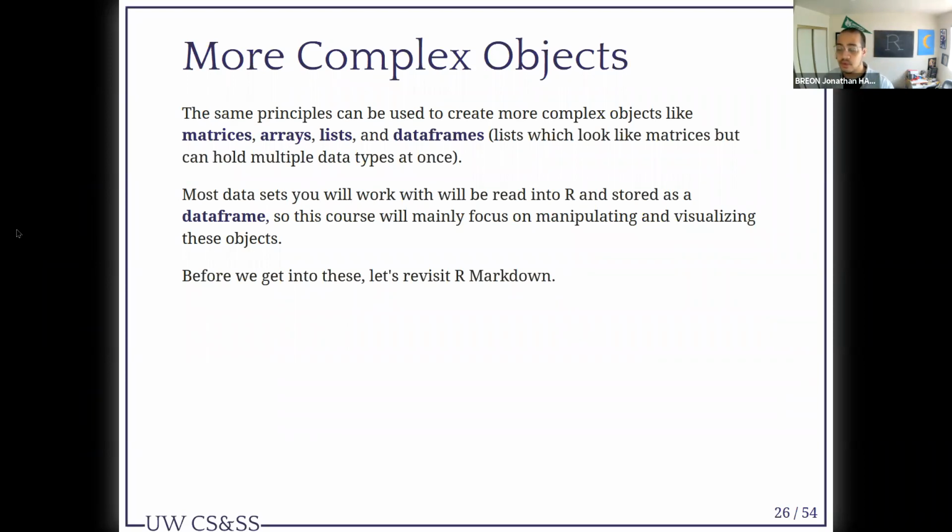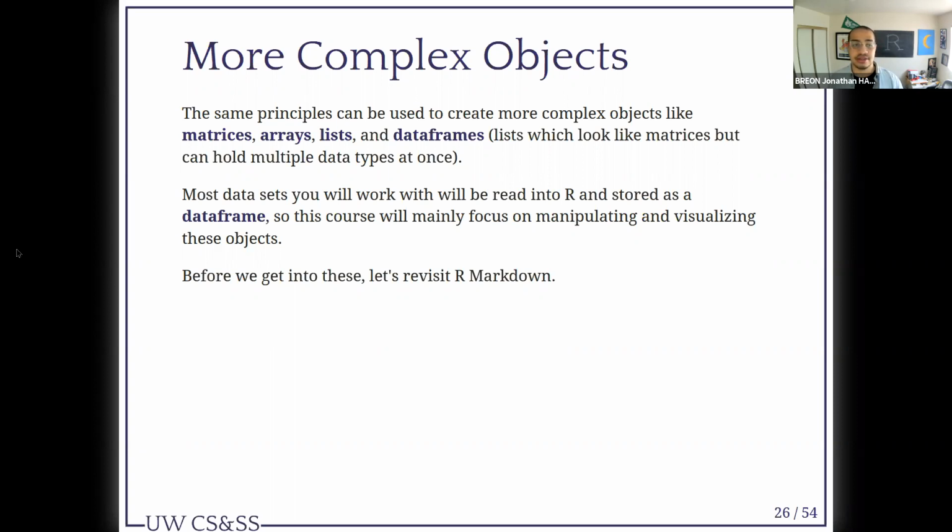There are more complex objects. The same principles can be used to create more complex objects like matrices, arrays, lists, and data frames. Data frames are lists which look like matrices, but can hold multiple data types at once. If this bunch of names is maybe a little bit overwhelming, that's okay. Right now, we're going to get through it, and we're going to learn what each one of these things does, and it's going to be fun. Most data sets you will work with will be read into R and stored as a data frame. So this course will mainly focus on manipulating and visualizing these objects.